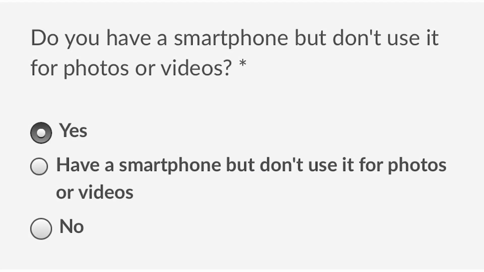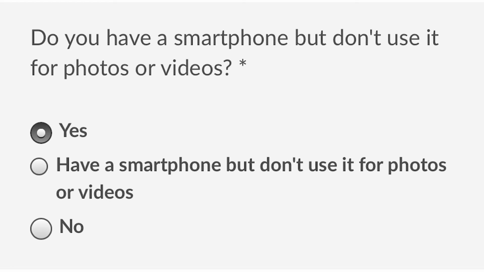This is a mistake that I've definitely made, which is not having someone read over your screener before you send it out, just to make sure that all the questions make sense. So this example is sort of asking two things. Do you have a smartphone but you don't use it? And it's giving me options.